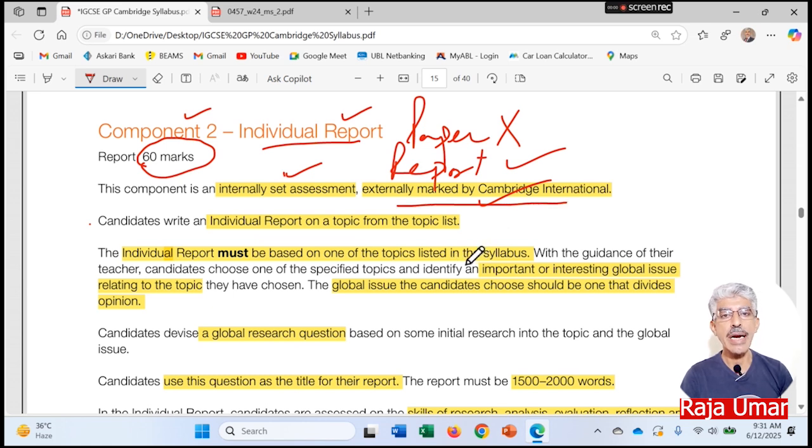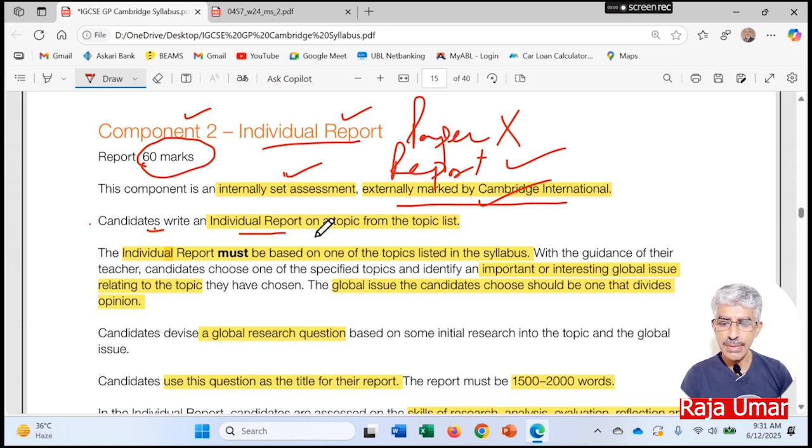Whatever report you submit, your teacher is not going to mark it. It will only be submitted through your teacher to the Cambridge portal, and Cambridge will mark your individual report.